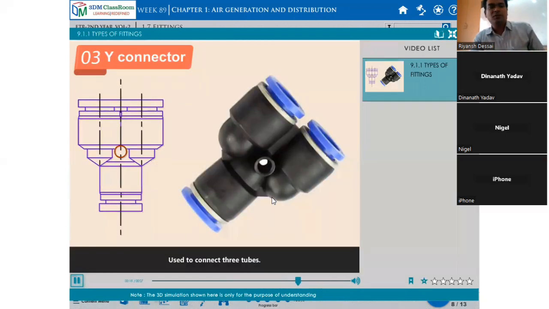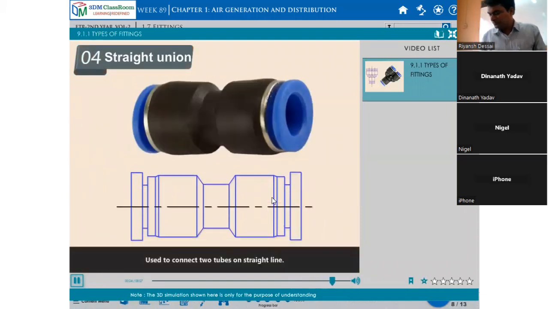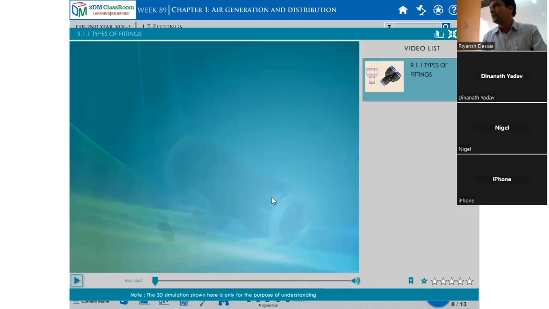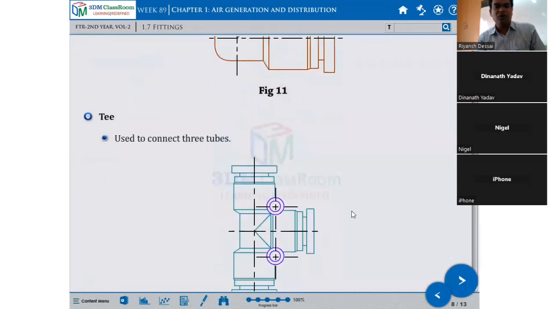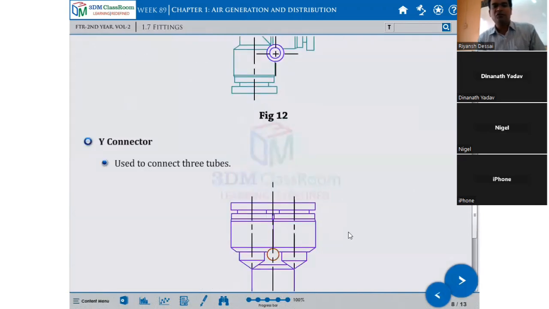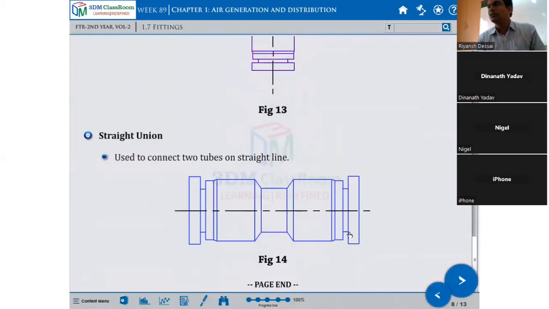Used to connect three tubes. Y connectors. Used to connect two tubes in a straight line. These are the common fittings which are available. So union elbow is used to connect two tubes at right angles, means 90-degree elbow. But here we can use a flexible one. T is used to connect three tubes, 1, 2, 3. Y connector is used to connect three tubes again. And straight union connects two tubes in a straight line.